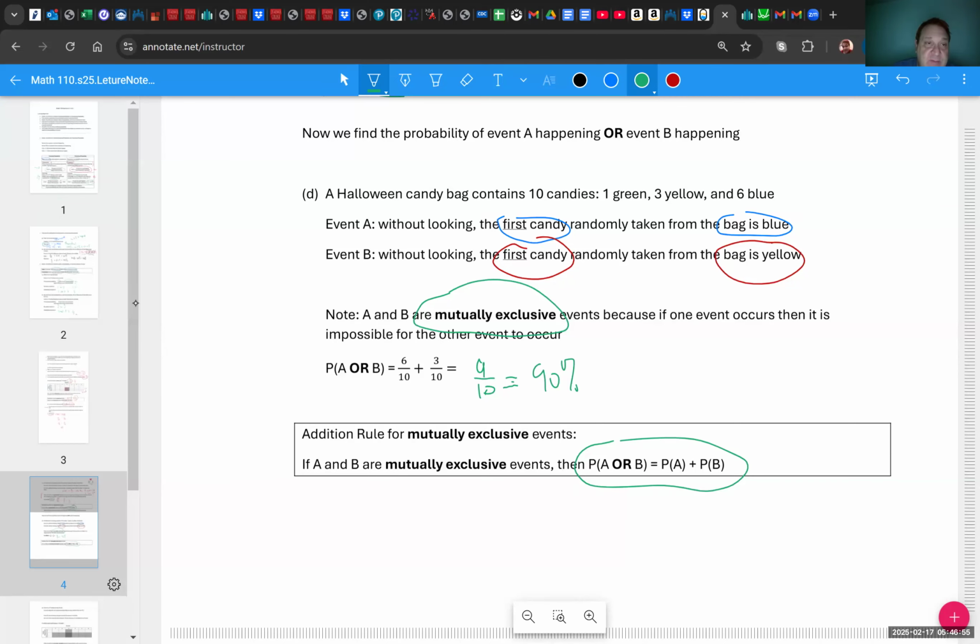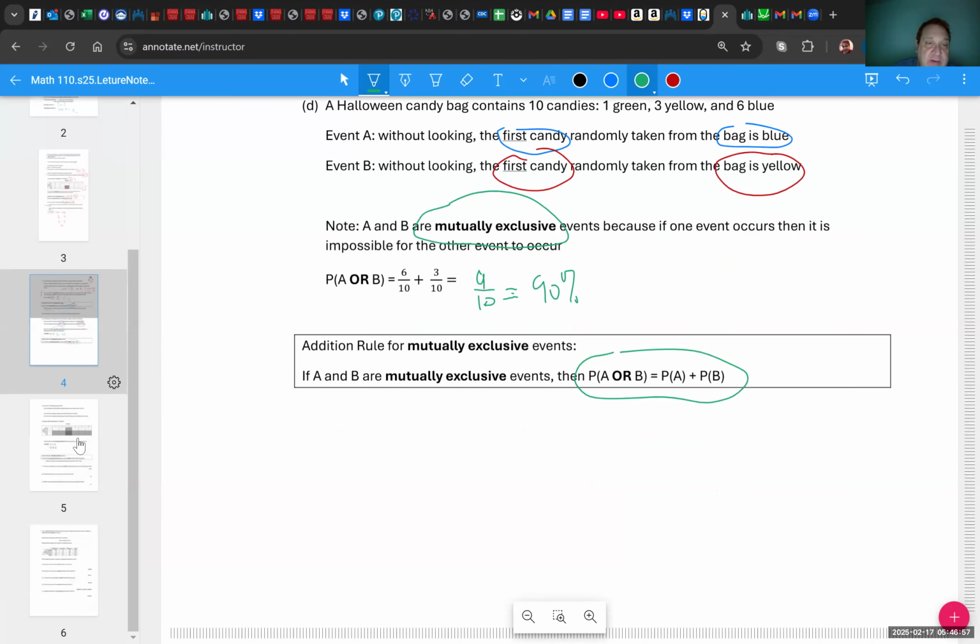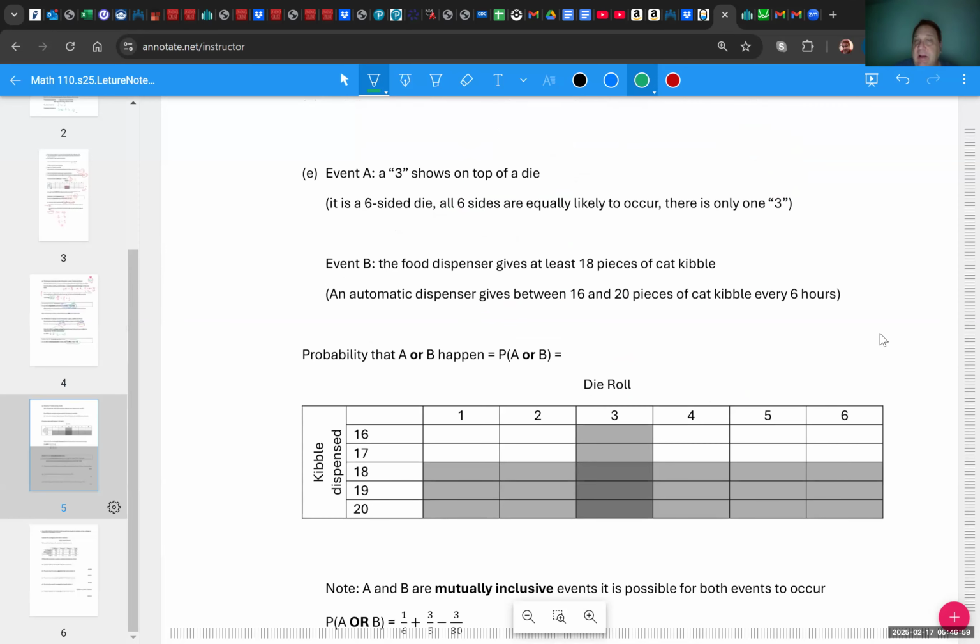Okay, let's move on to our next page, the second to last page. We're going to look at our example from before. I'm doing the die rolling thing: a 3 shows up on a 6-sided die, same event as before. And we get the cat food dispenser with at least 18 pieces when the dispenser gives between 16 and 20 food every time.